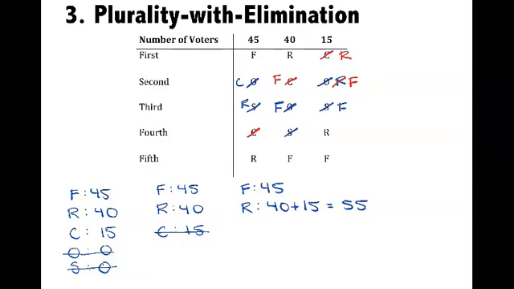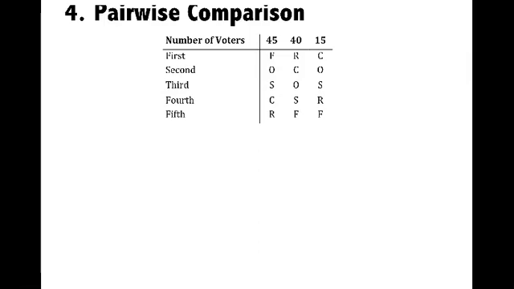A full ranking of the candidates would be first place, Reno, second place, Fresno, third place is Carson City because they were eliminated second, and fourth place, we have a tie with Oakland and San Diego. Both were eliminated first. Finally, we will determine the winner using the method of pairwise comparisons.